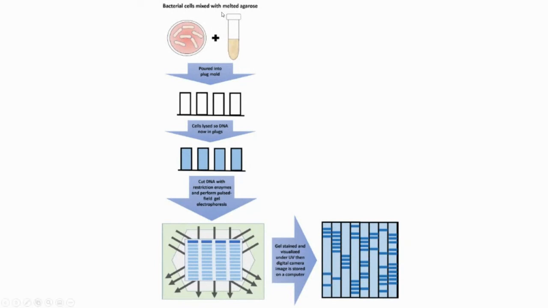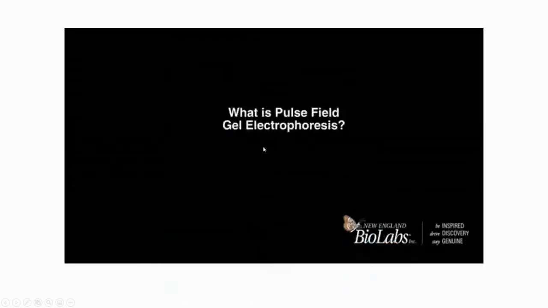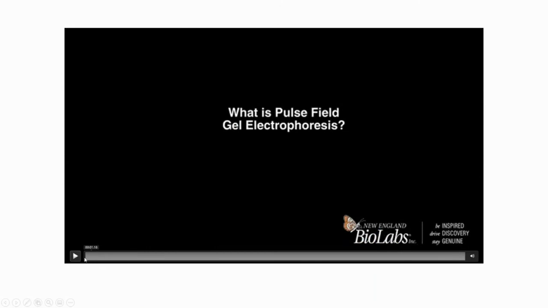For example, we have bacterial cells mixed with molten agarose, and then pour it into the mold and lyse the cells. Then you cut the DNA with a restriction enzyme and perform this PFGE electrophoresis. In the end, you will see the difference. So let's watch this video about PFGE.